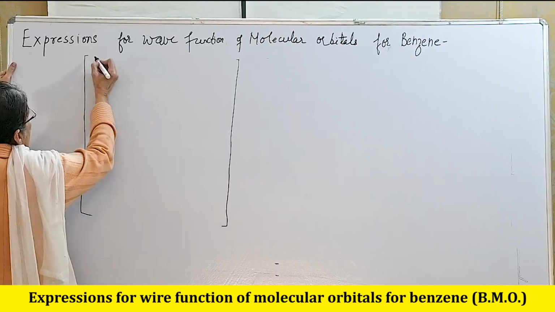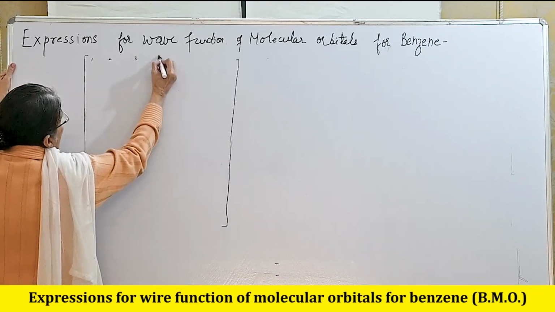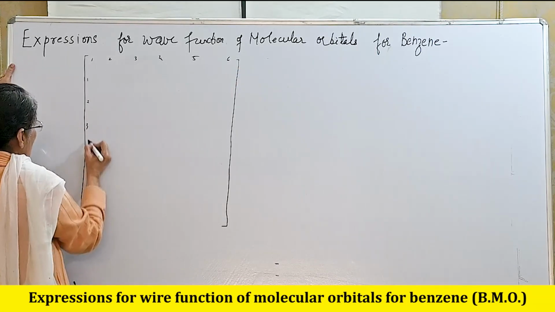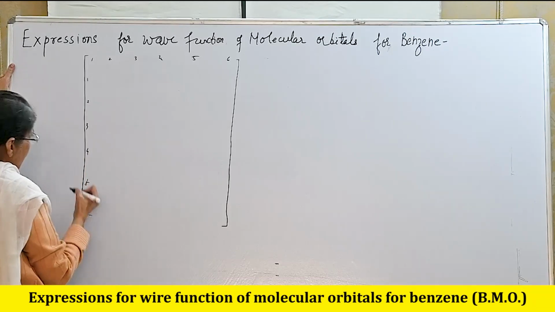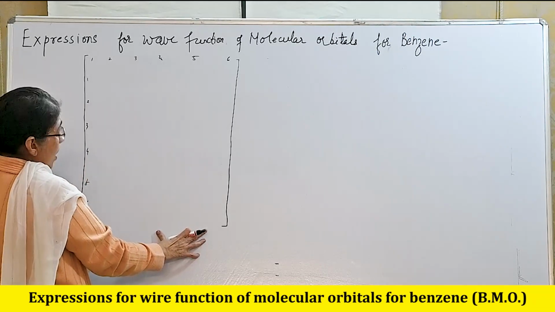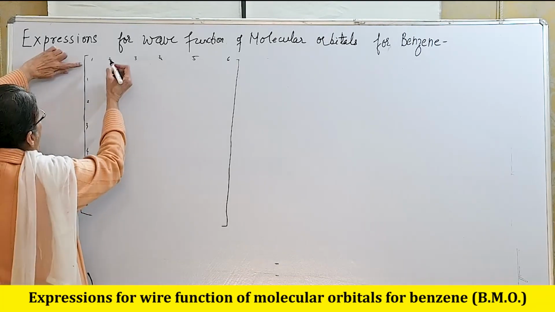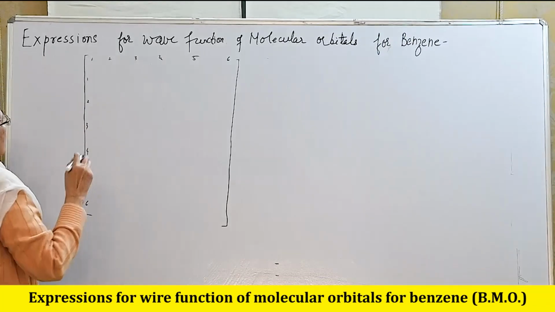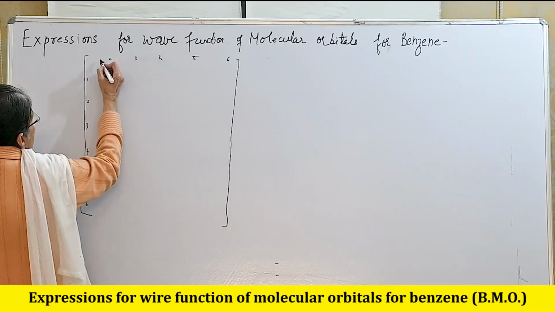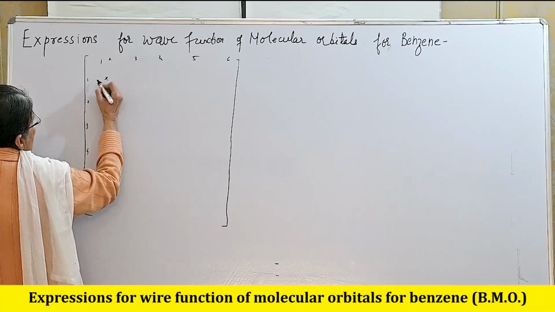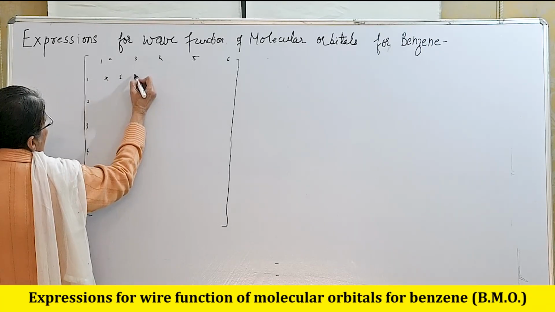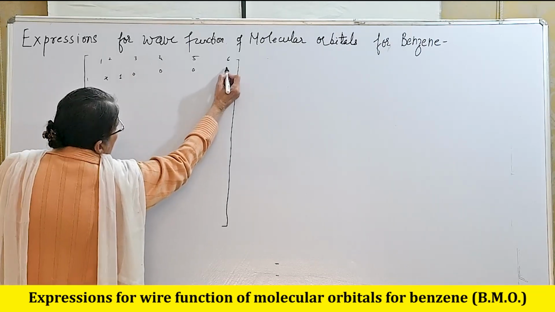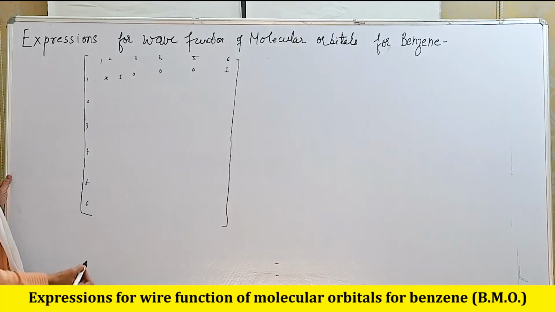Suppose I write 1 2 3 4 5 6 and 1 2 3 4 5 and 6, and this is a 6 by 6 order matrix. Then suppose this is 1: 1 1 is x, 1 2 is 1, 1 3 not bonded 0, 1 4 not bonded 0, 1 5 not bonded 0, and 1 6 is 1 for benzene.